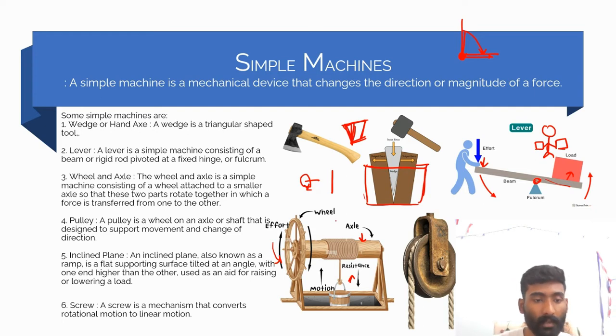An inclined plane. An inclined plane, also known as a ramp, is a flat supporting surface tilted at an angle, with one end higher than the other, used as an aid for raising or lowering a load. Here, you can see this point is higher than this point. Let's say this is 100 centimeters or 0.1 meters.